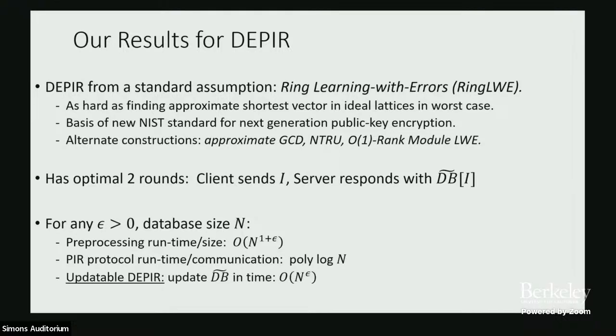And furthermore, we can also make this construction updatable. If the server wants to update one bit of the database, it can do so by only updating a small number of locations of the data structure, N to the epsilon. So local updates are allowed as well. Where do you pay for epsilon? In the polylog, in the exponent of the polylog.